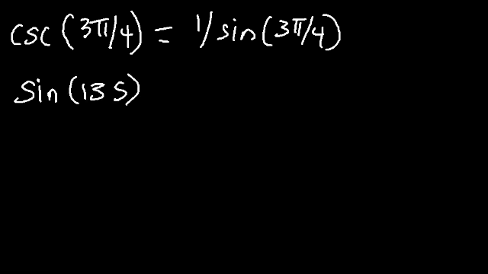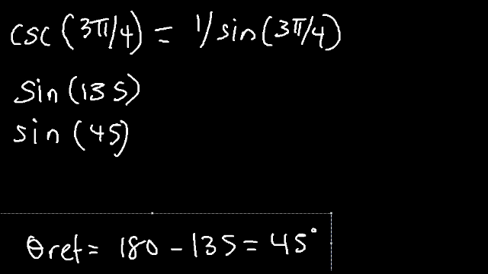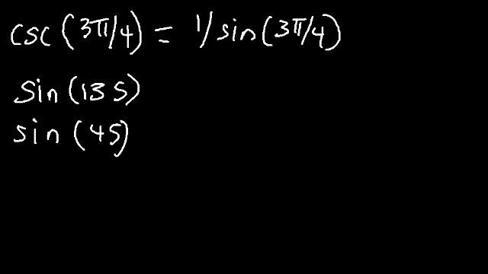So let's find the reference angle. 135 is in quadrant 2, and the reference angle in quadrant 2 is 180 minus the angle in quadrant 2, which is 135. So the reference angle is 45. So we got to figure out what sine 45 is. So we can't use the 30, 60, 90 reference triangle. We need a new one.